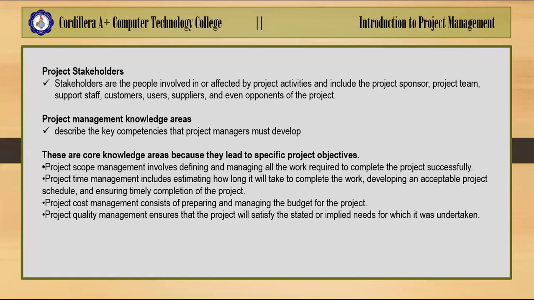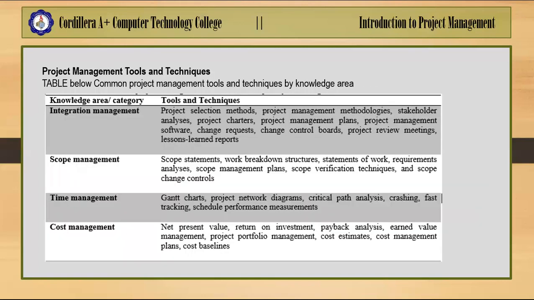So, paano sila babalik, di ba? Paano nila babalikan yon kung yung quality pa lang ng product mo ay hindi na maayos. So, ganun din sa project quality management. Okay? So next.